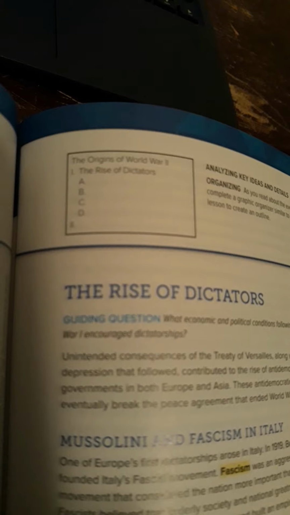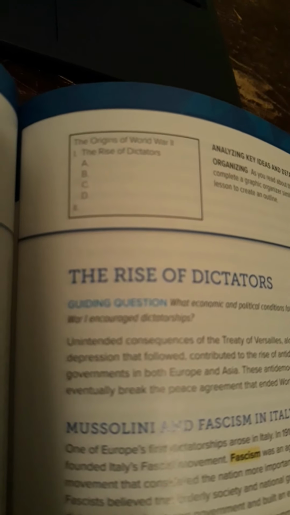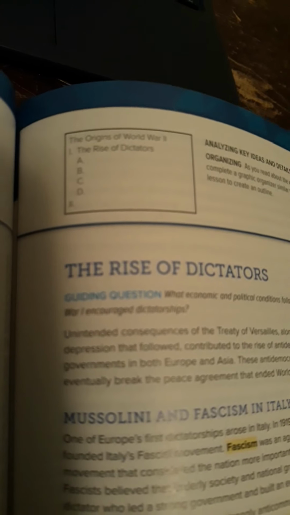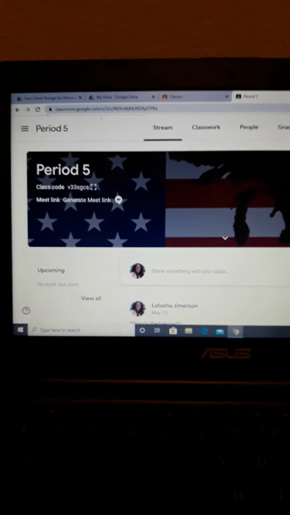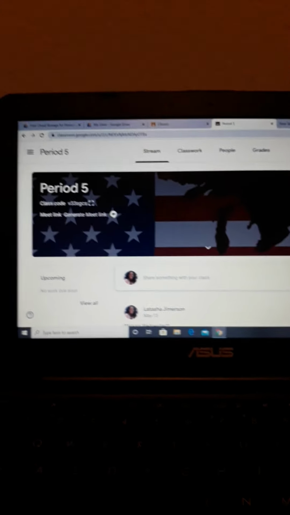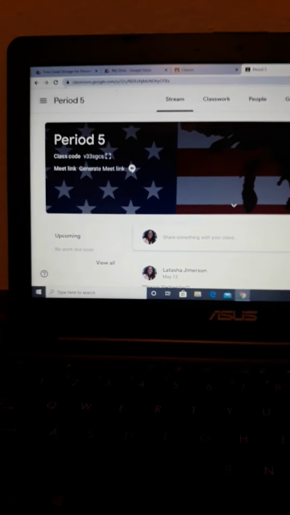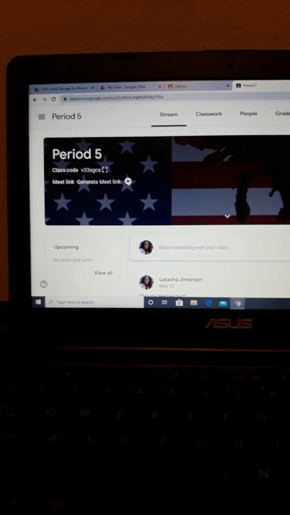There's a little outline. It says the origins of World War II, Roman numeral 1, the rise of dictators, A, B, C, and D. So I want you to put for the A, B, C, and D the specific dictators that were in charge at the time. And I'm going to give you the answers right now. I want you to write this down and add this into your Chapter 10, Lesson 1 notes.